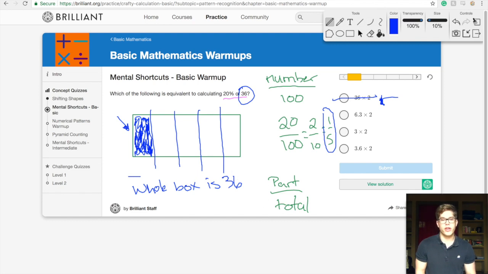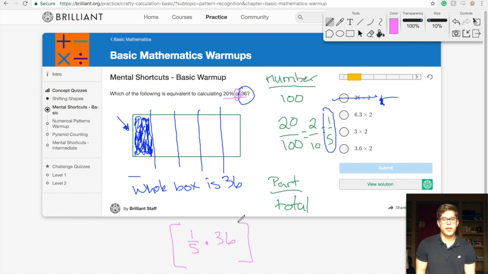Let me write that down. Our answer is 1/5 of, the word of in mathematics 95% of the time means to multiply. So 1/5 times 36 is going to be our answer. However, we see that we don't have that here, so we're going to have to do some figuring out, right? So let's go with this. Well, what else is 1/5?